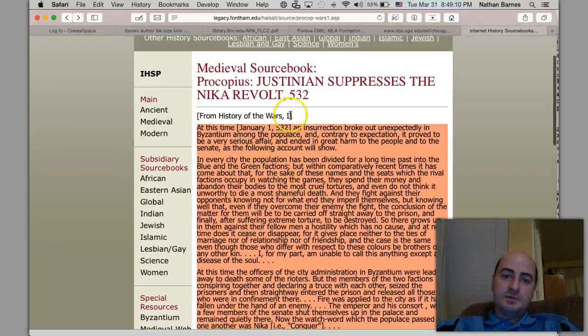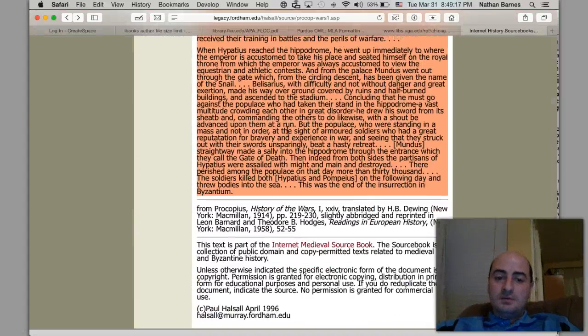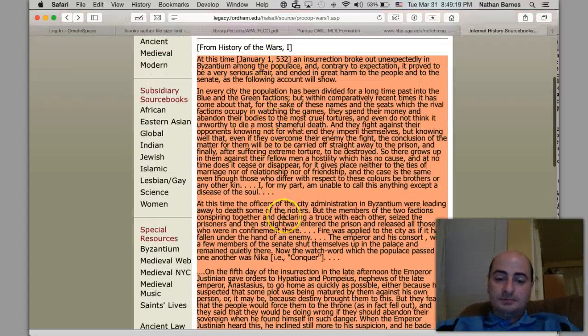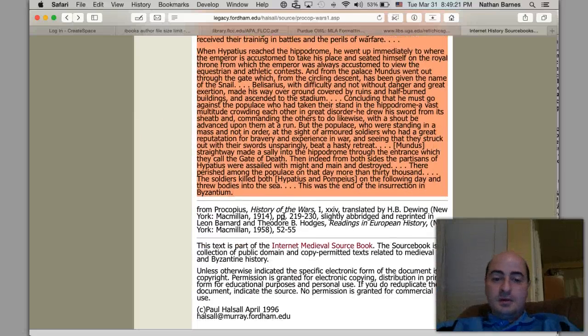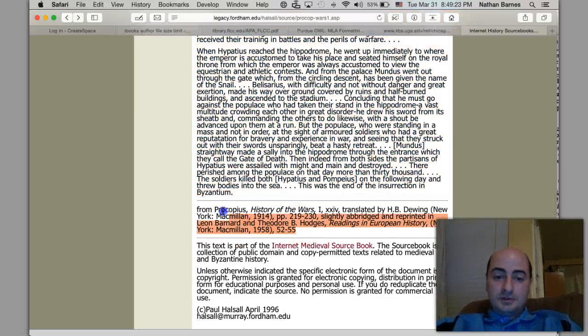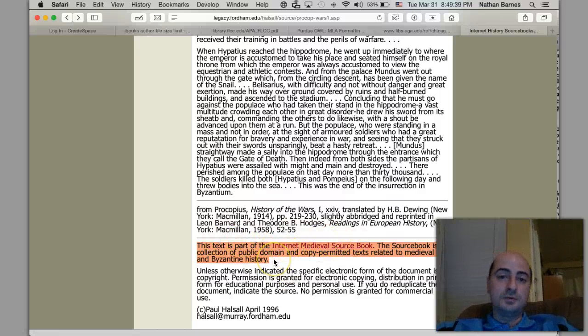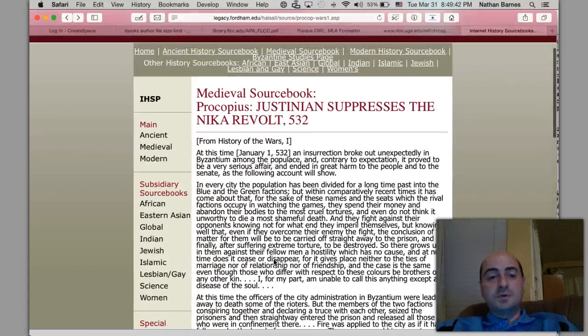So this is from the original source in Justinian, and they tell you from History of the Wars. That's the book by Justinian, and the volume 1 or book 1, depending. And then here's the bibliographic information right underneath it, so you don't need to go anywhere else to find where it came from, the source. And then below that, it tells you that you're looking at it as part of the medieval sourcebook. So you'd have the title of your website here if you were to do it like this. So that's one way to do it.